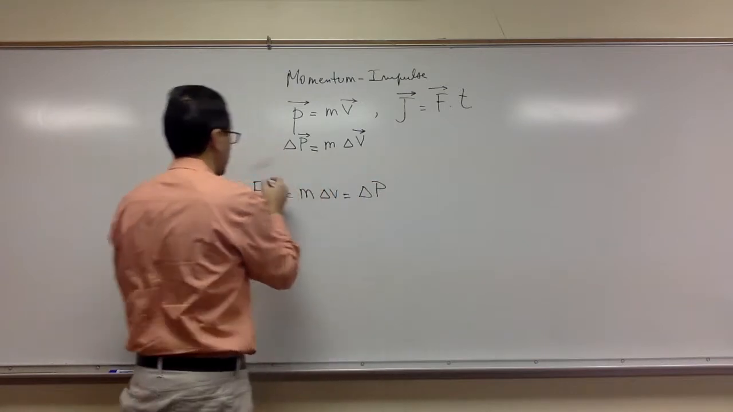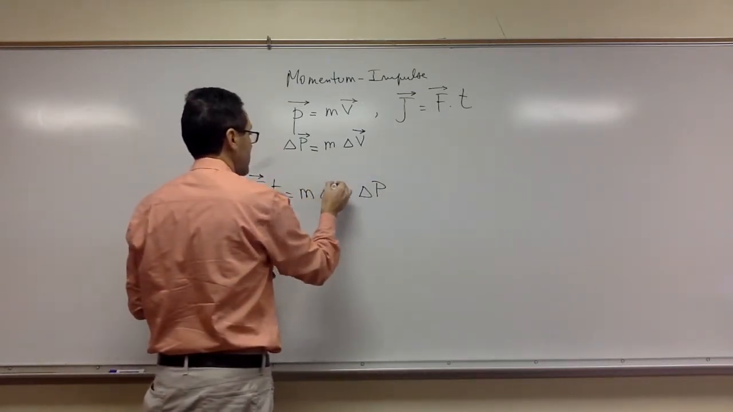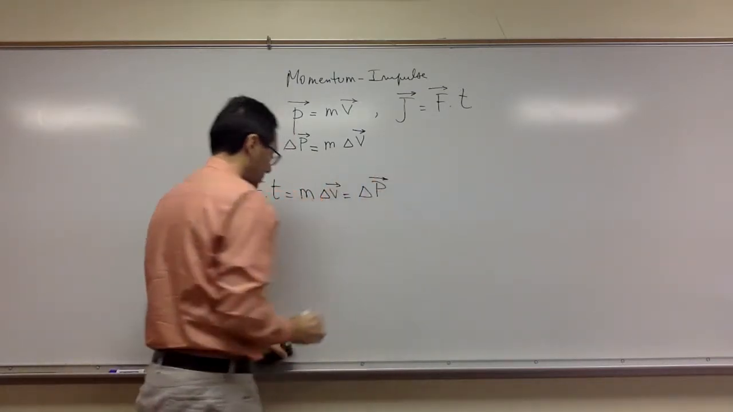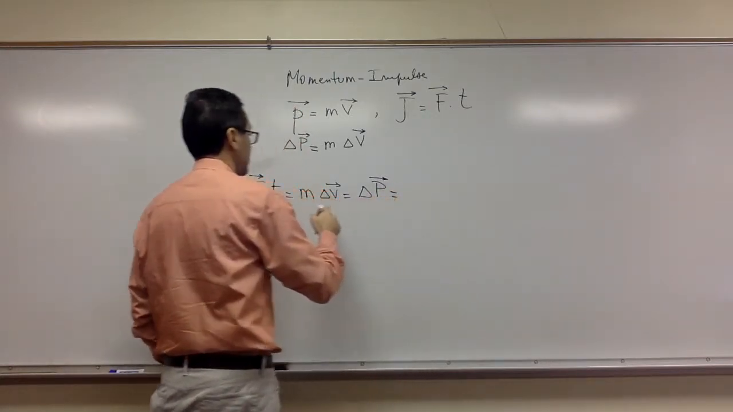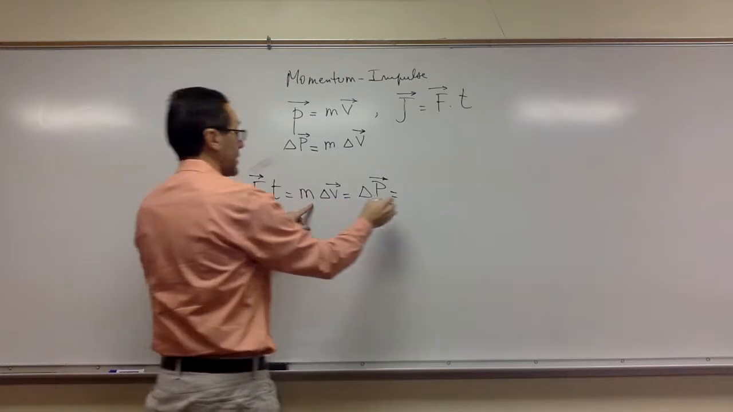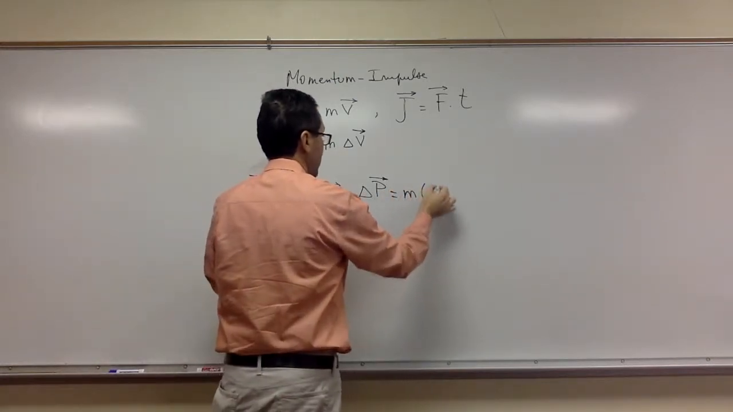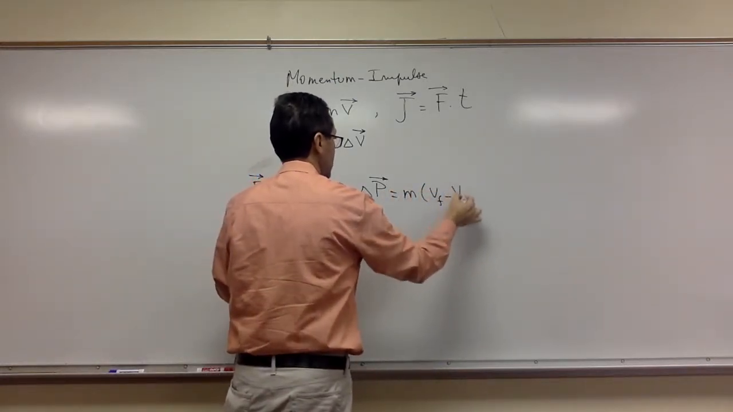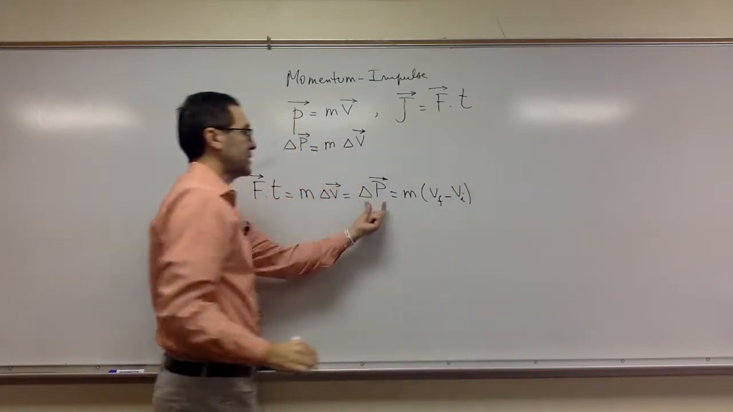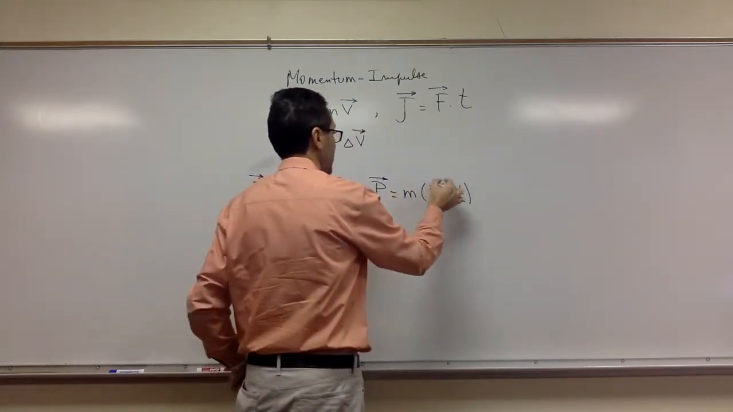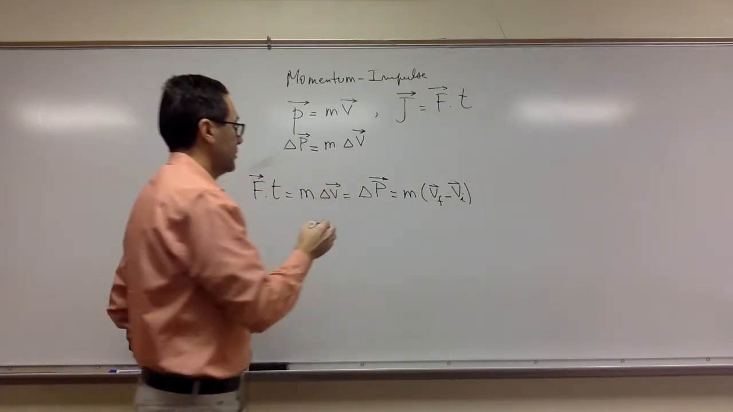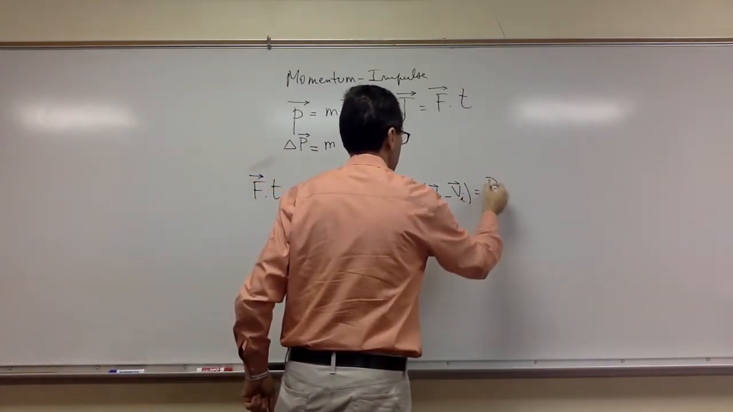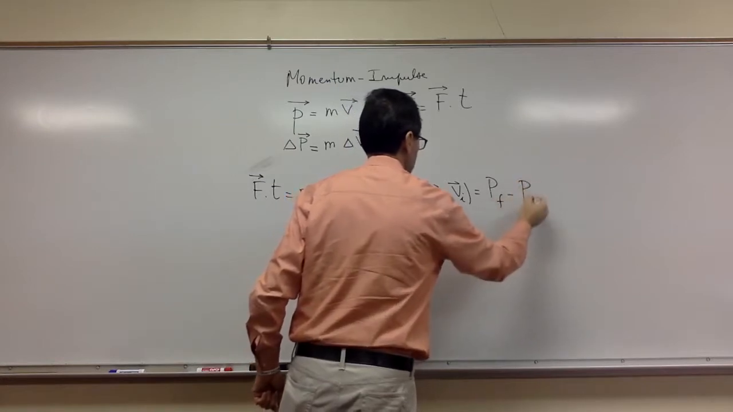Well, I know that m delta V, I just defined it, is basically delta P. And this is all vector quantities, by the way. But if it's one-dimensional, it doesn't matter, okay? Equals, now, m delta V, I can just say that it's m times final velocity minus initial velocity. Now, what's delta P? If you want to write delta P here, this is just going to be P final minus P initial if you want to add that extra equation.